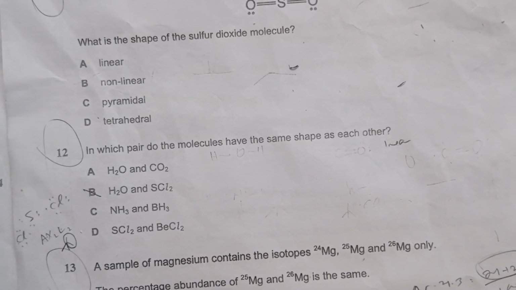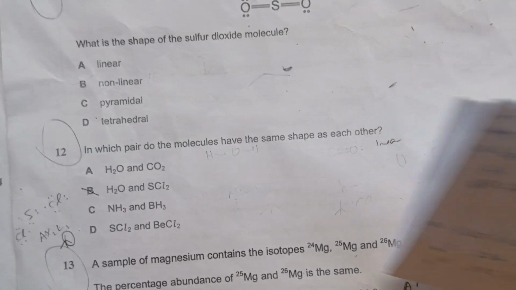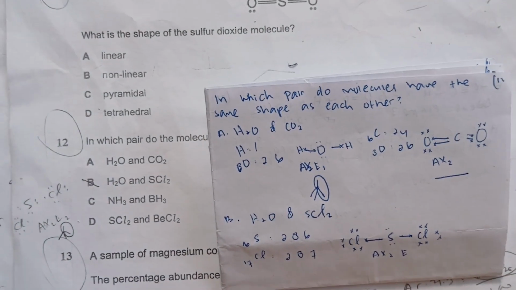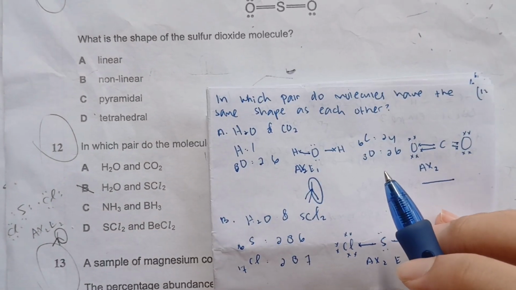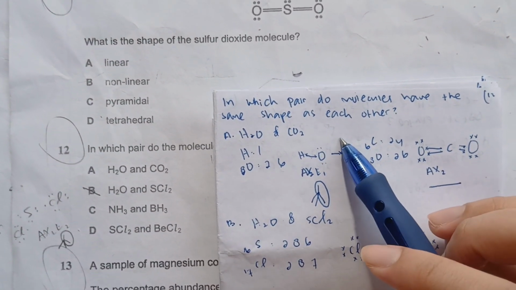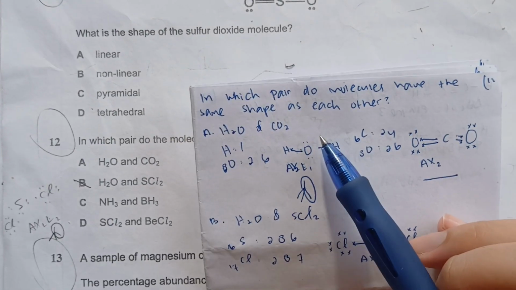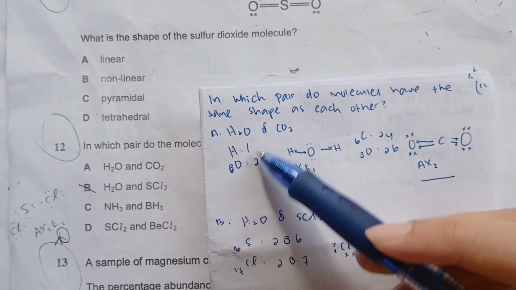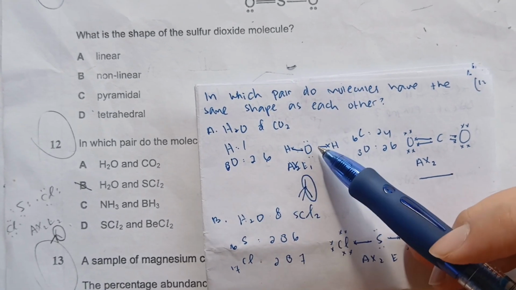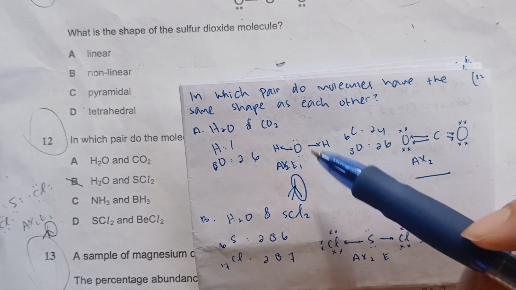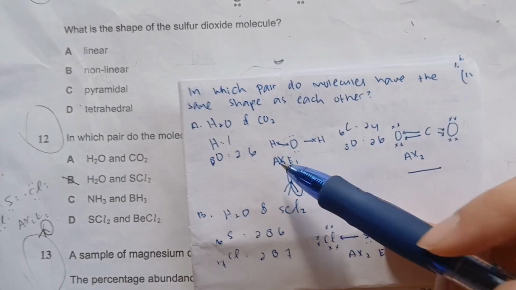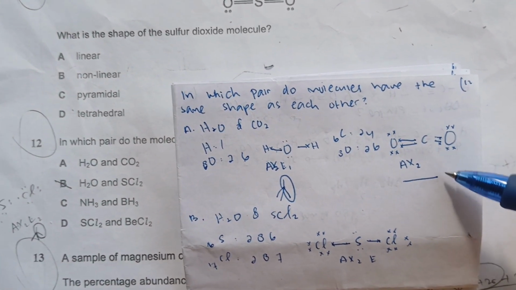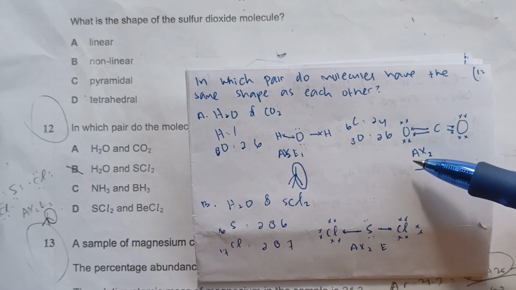In which pair do the molecules have the same shape as each other? Option A is H2O and carbon dioxide. How do we know if they have the same shape or not? We have to draw the cross and dot diagram. We find the valence electrons first, and then draw it. H2O is bent, while carbon dioxide is linear, so it's not the same. So option A is wrong.